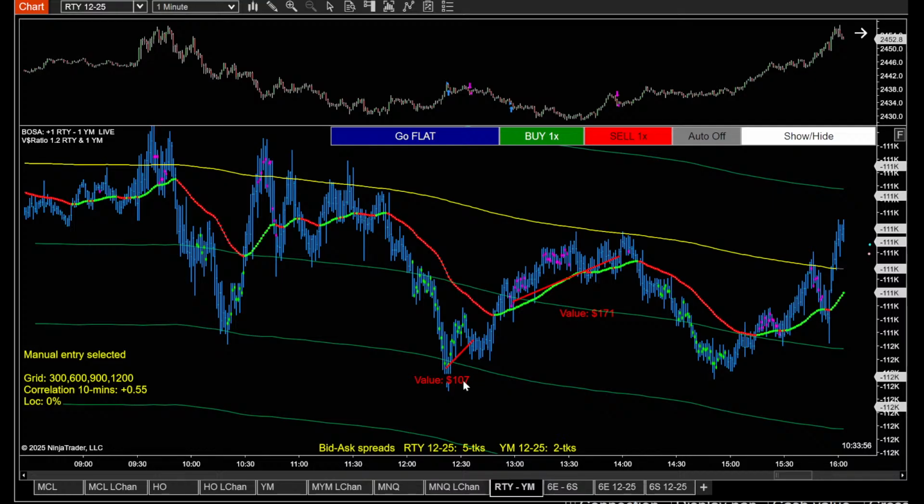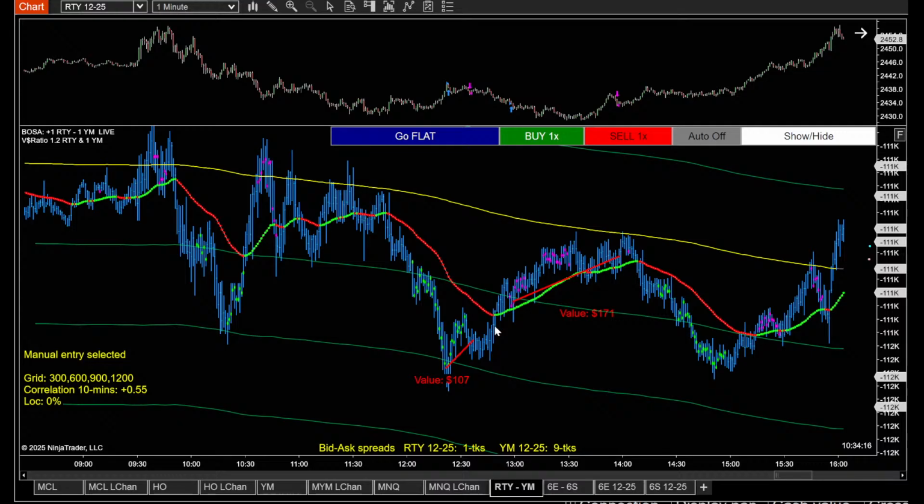I had pulled in $100 and I was happy with that. Now these lines are a little bit further out. This is a $300 line, $300, $300. So 300, 600, $900 from the moving average. A little different than the currencies. So I went long here, got out with a $100 gain.